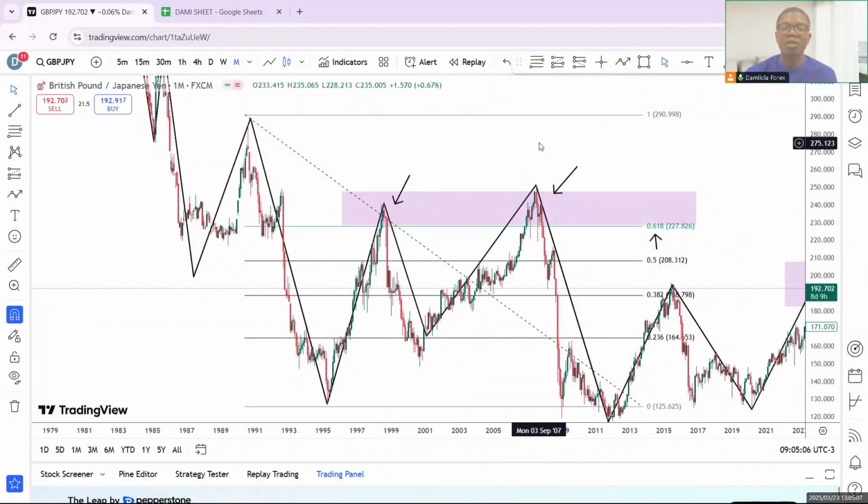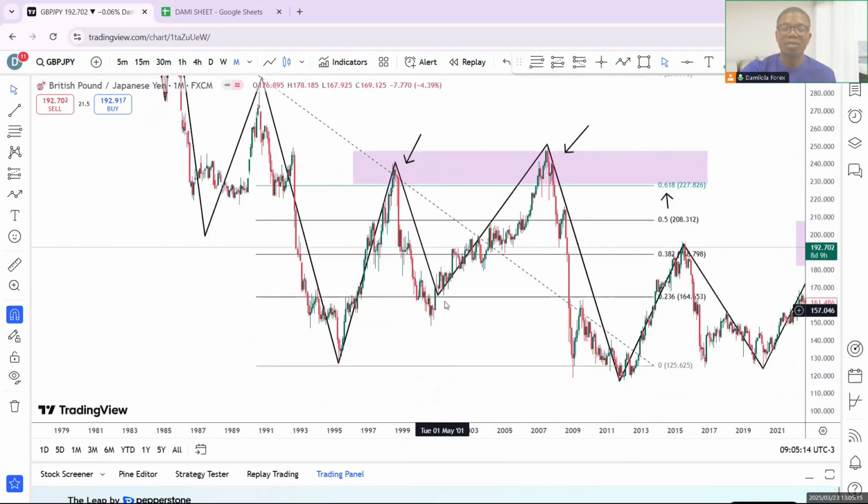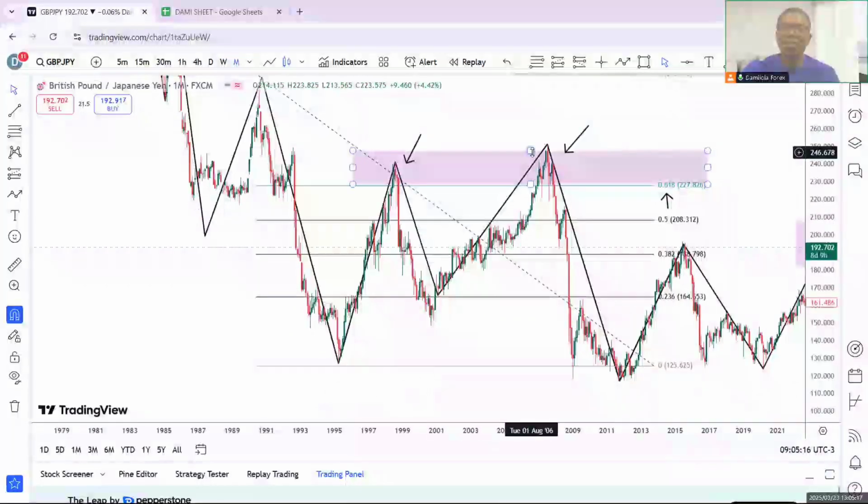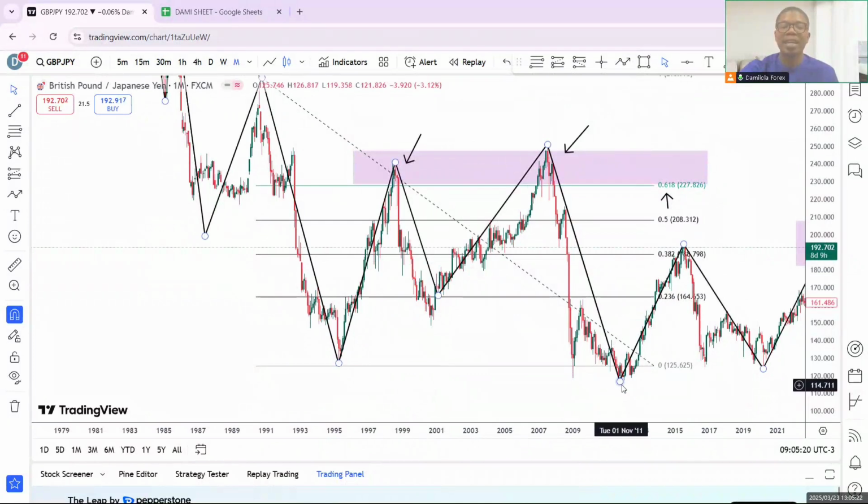Okay, and it's also important to note that sometimes the first touch of 61.8 might not be enough to create a lower low, just like we can see right here. So price might need to come back to touch it for the second time to gain more bearish momentum in order to create a lower low, which we can see right here.